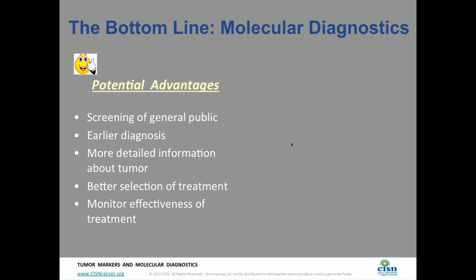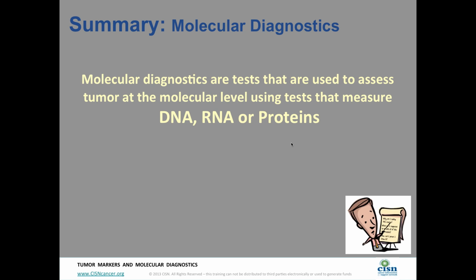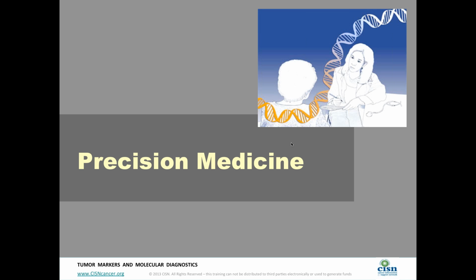So advantages: the general public is being sequenced right now. Maybe earlier diagnosis, more detailed information, more selected treatments, monitoring the effect of your treatments. But there are disadvantages: high cost, uneven reliability, need for proper tissue handling, and I would add lack of clinical utility of some of the information that you're getting. You're getting so much information that is not all clinically relevant.